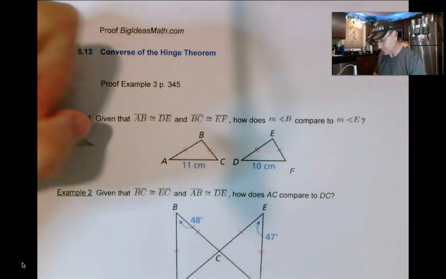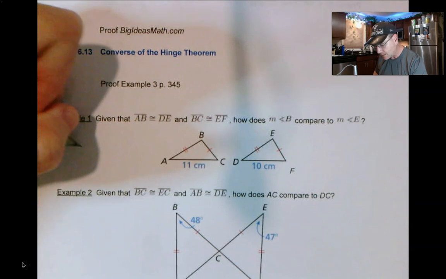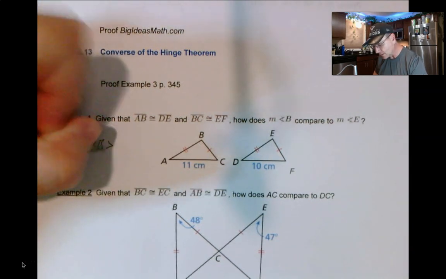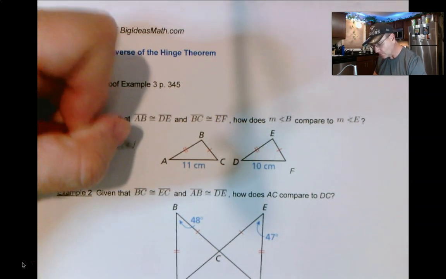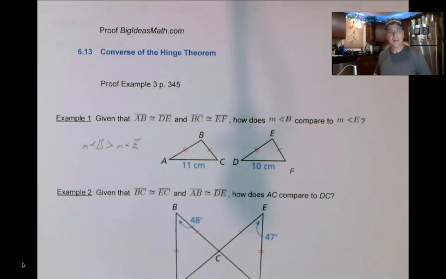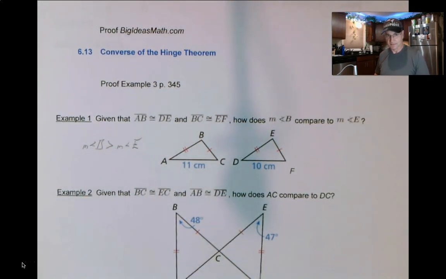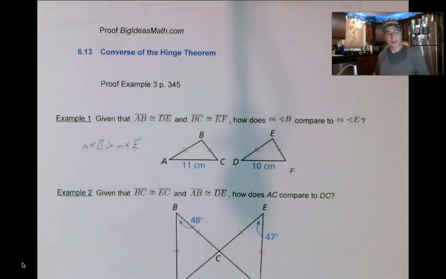According to the Hinge theorem, the measure of angle B has to be greater than the measure of angle E. And I know that angle symbols and greater than symbols and less than symbols are going to look confusing in this. So maybe I'll do this just for that example.